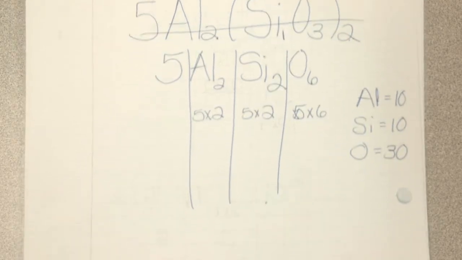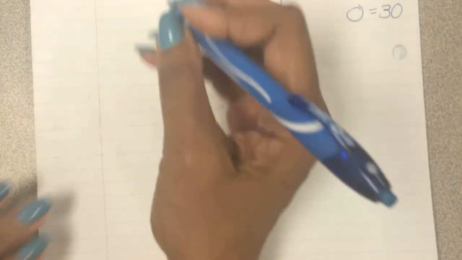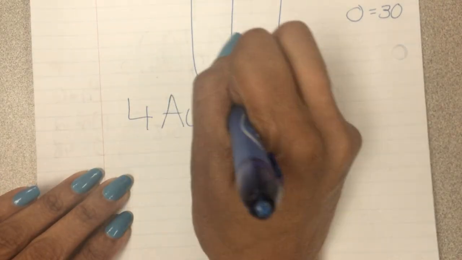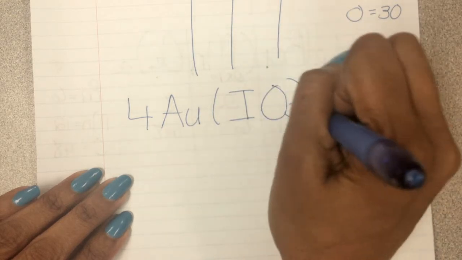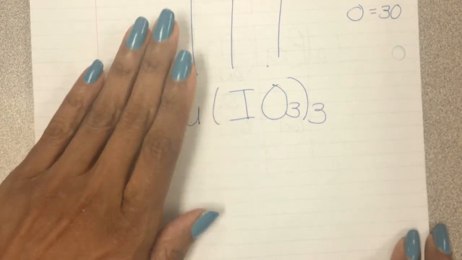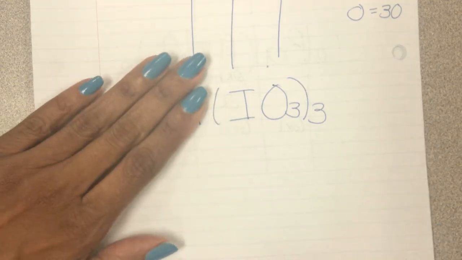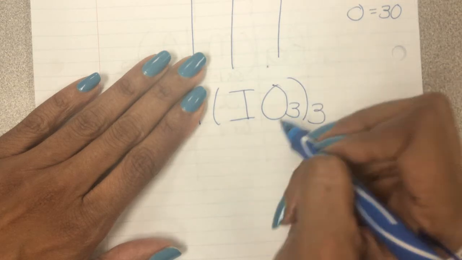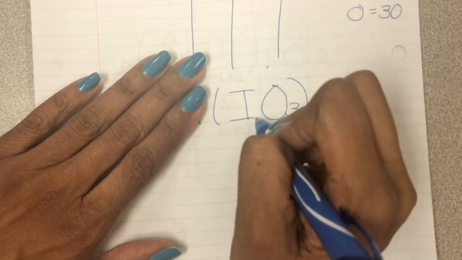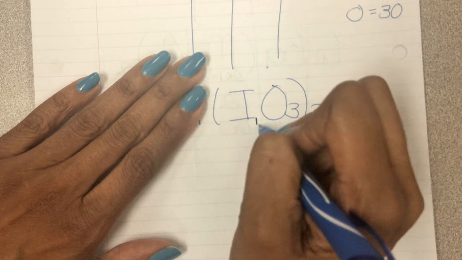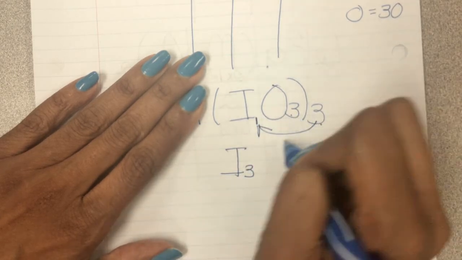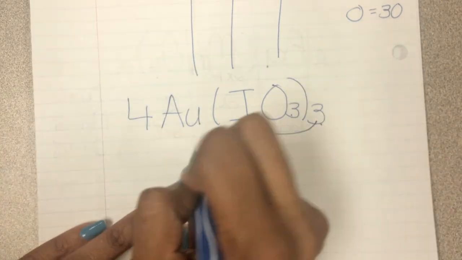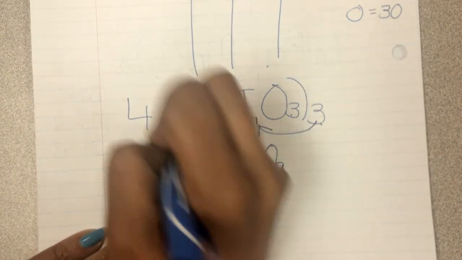Okay, I'm going to do one more and then I will end this video. Okay, so I'm going to ignore this for just a moment and deal with my parentheses. So for the iodine, there is no subscript, so that means 1. So 3 times 1 is 3, and then 3 times 3 is 9. Then I add my gold, okay?